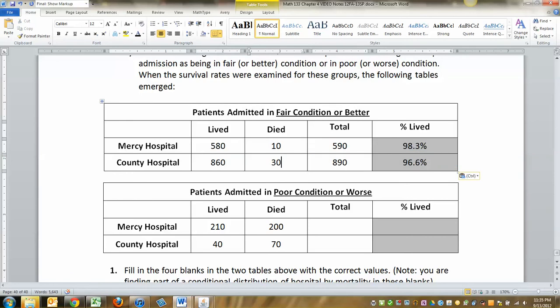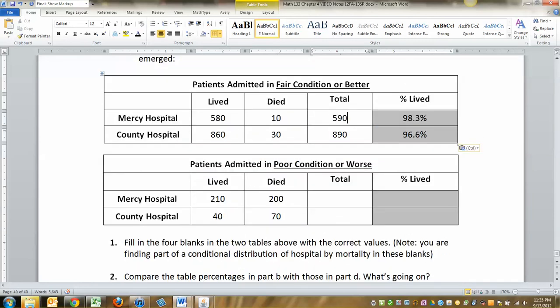Amazing, isn't it? So Mercy does a little bit better, not by much, but a little bit better with the people that are in fair condition. But it gets a lot less of them. Now let's look at the remaining 1,000. So remember, there were 1,000 patients. 890 of them are in County at fair. That means this is 110, which it is.